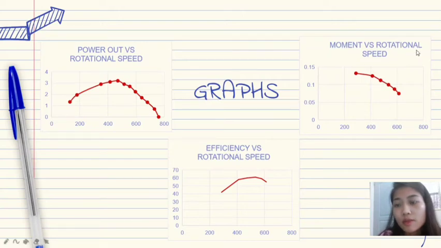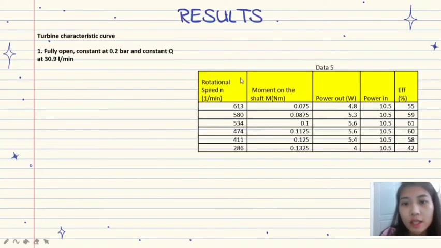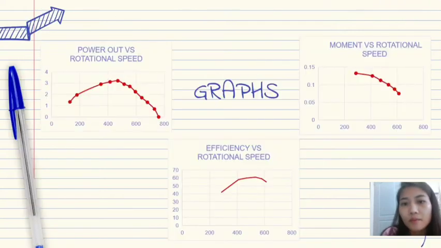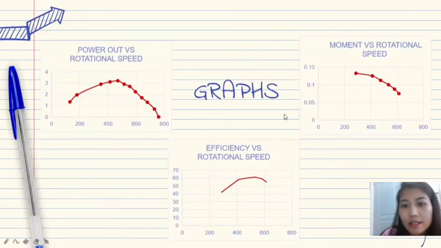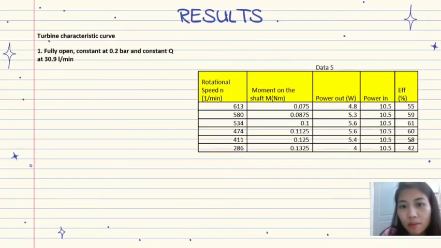The moment versus rotational speed graph can be obtained from the first data, and the power out versus rotational speed can also be obtained from this data. And lastly, the efficiency versus rotational speed can be obtained from the data here.